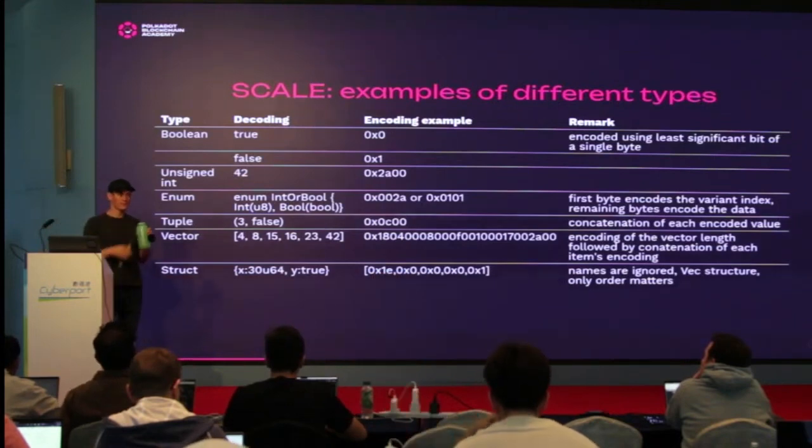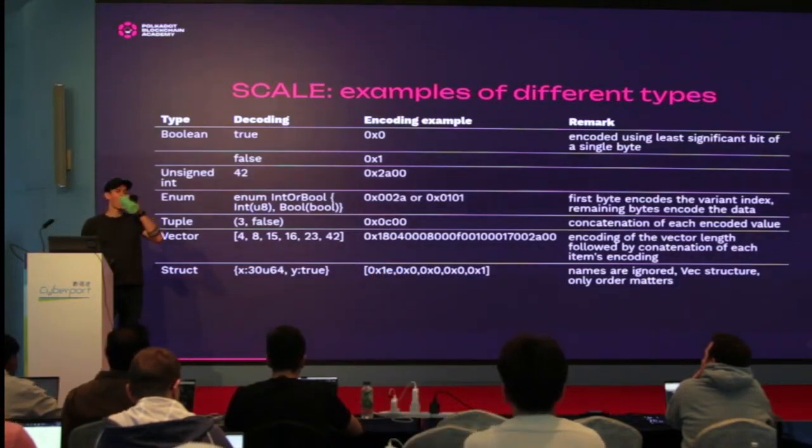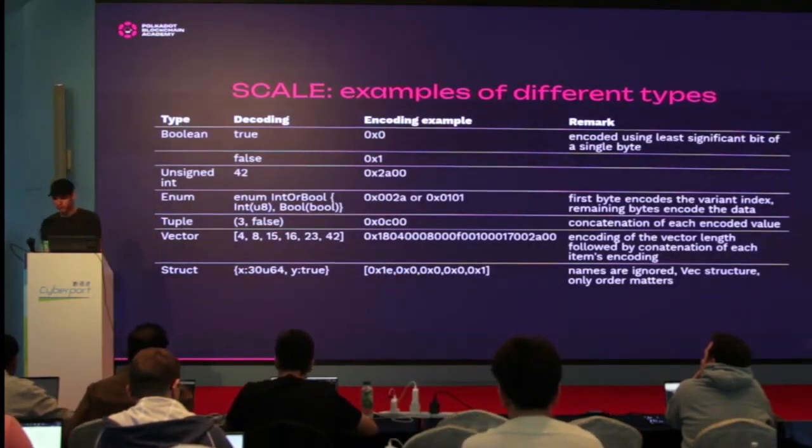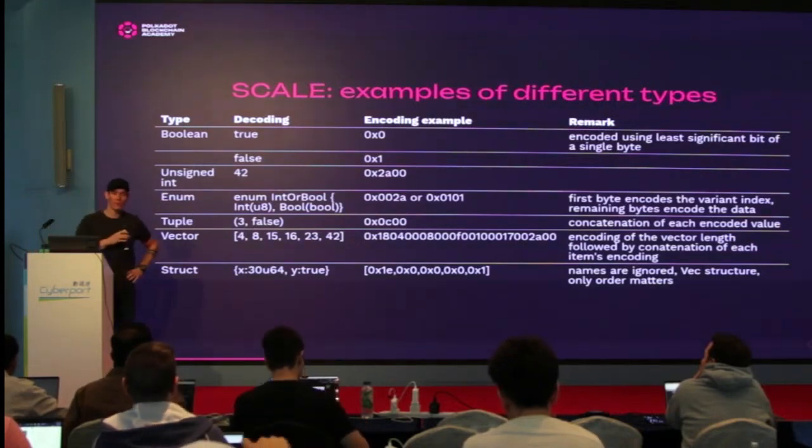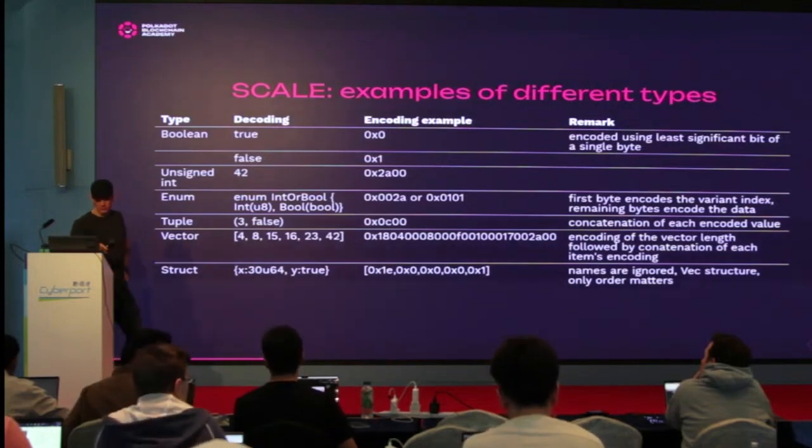I just want to ask a question. I checked the Substrate docs, and it says that false is encoded as 0. So I think it's just a typo, right? Oh, yeah, could be. Because in the tuple example, when we combine 3 and false, it gives us 0.